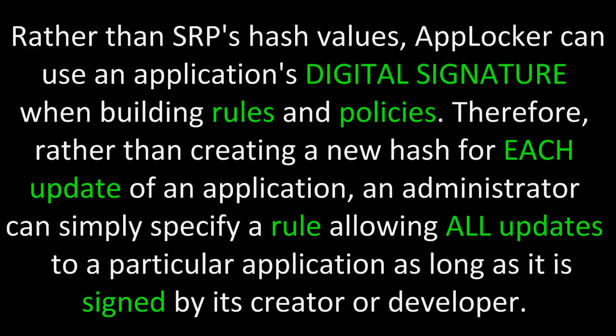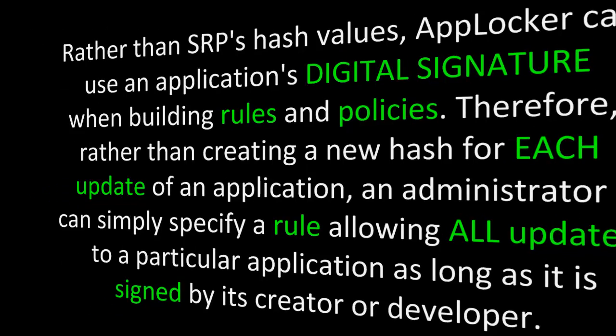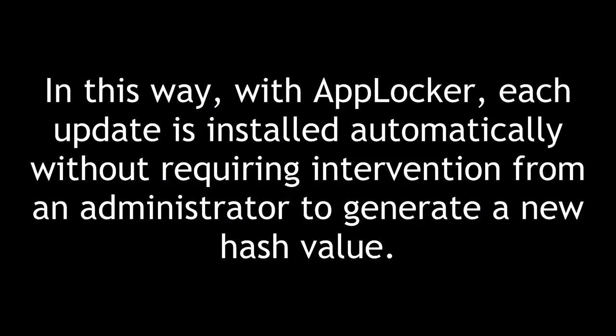Rather than SRP's hash values, AppLocker can use an application's digital signature when building rules and policies. Therefore, rather than creating a new hash for each update of an application, an administrator can simply specify a rule allowing all updates to a particular application as long as it is signed by its creator or developer. In this way, with AppLocker, each update is installed automatically without requiring intervention from an administrator to generate a new hash value, as would be required with SRP.